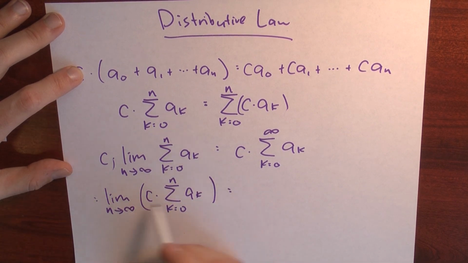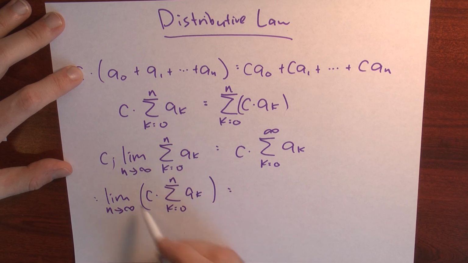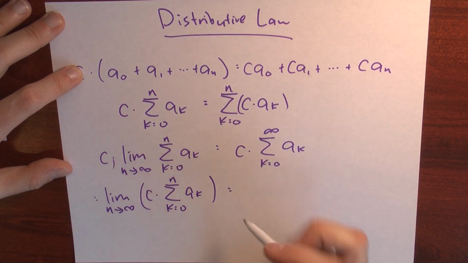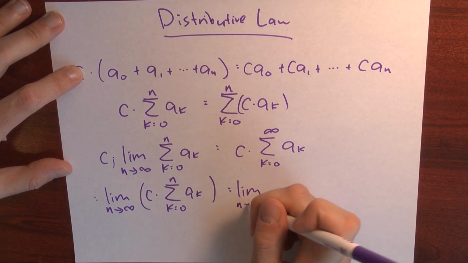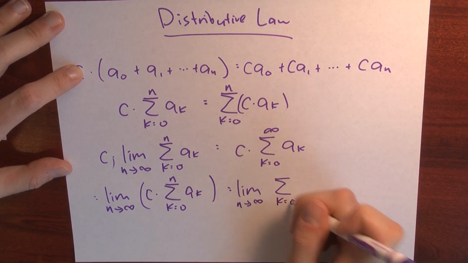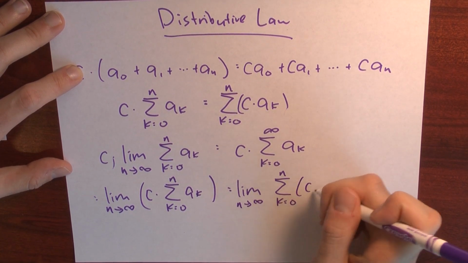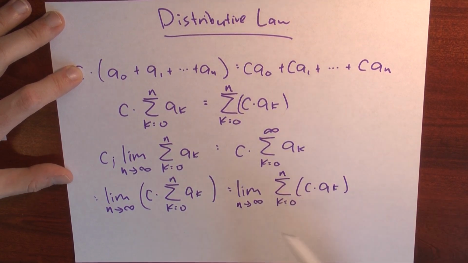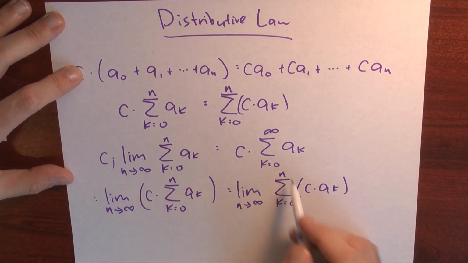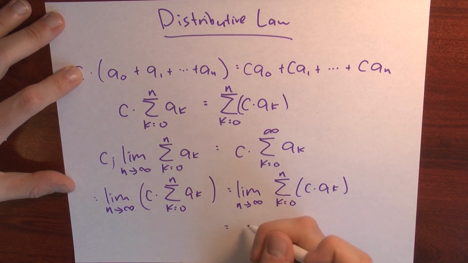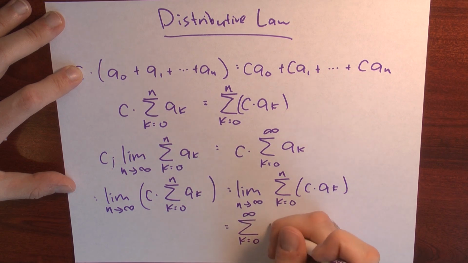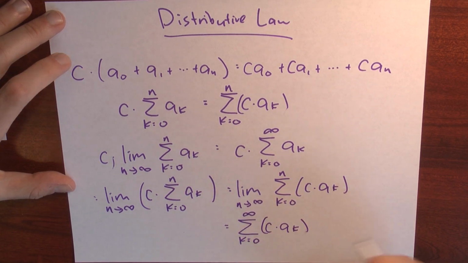And now I can apply the distributive law because this is just a finite sum. It's a finite sum where n is maybe very big, but it's still just a finite sum. So this is the limit n goes to infinity of the sum k goes from 0 to n of c times a sub k. So this equality is the distributive law. Now I've got the limit of this sum, and that is the infinite series k goes from 0 to infinity of c times a sub k.